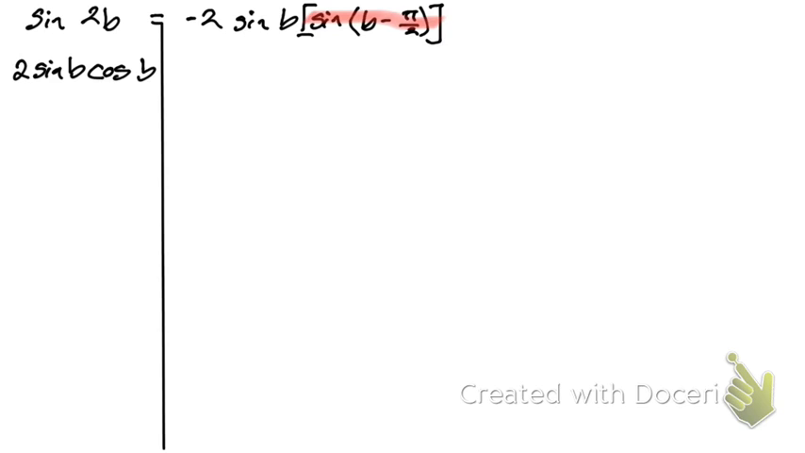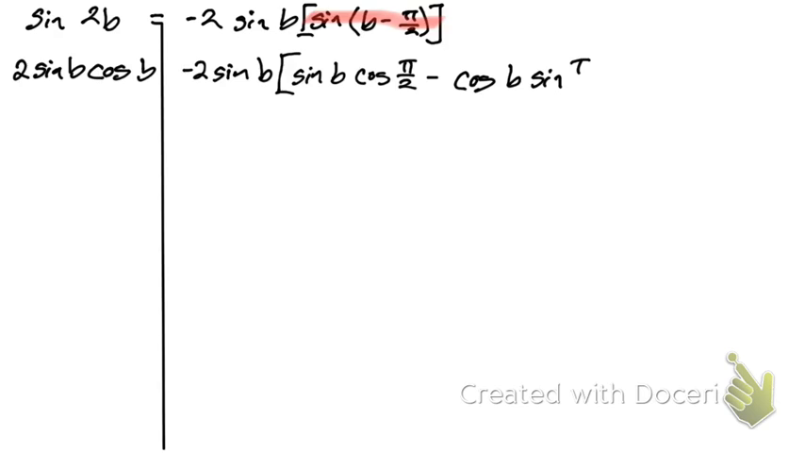But what I'm going to recognize is this is a subtraction of angles. So we're going to leave that negative 2 sine b on the outside, and we're going to treat that as alpha minus beta. Well, if you have sine of alpha minus beta, you can rewrite it as sine of your first angle, times cosine of your second angle, minus cosine of your first angle, times sine of your second angle.